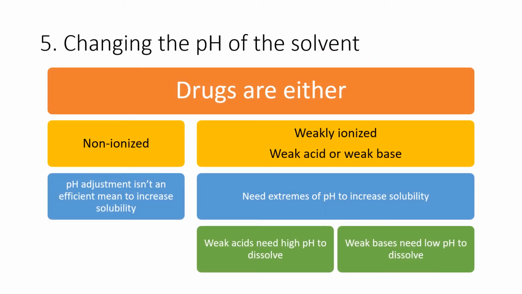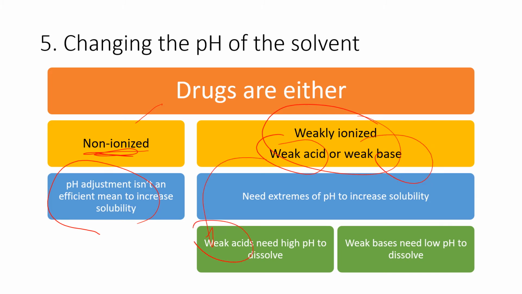Then we can also change pH, but we know the drug could be non-ionized, and in this case changing pH is not useful, as the drug could be ionized. Usually it is weakly ionized. We don't have a strongly ionized active ingredient. HCl and NaOH are not drugs. So most drugs are weakly ionized, either weak acid or weak base.